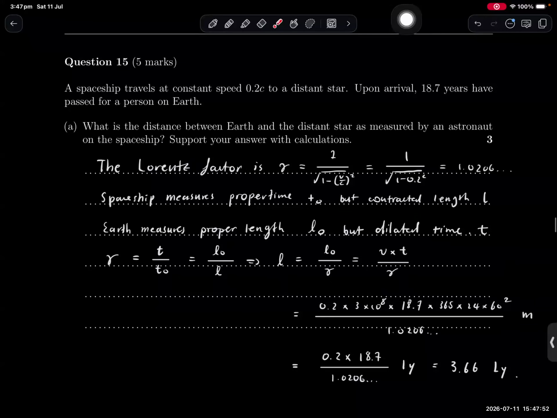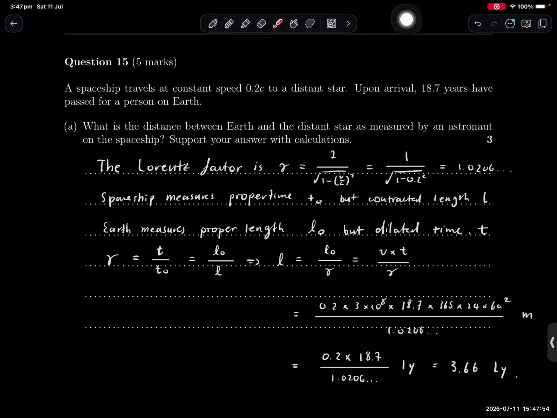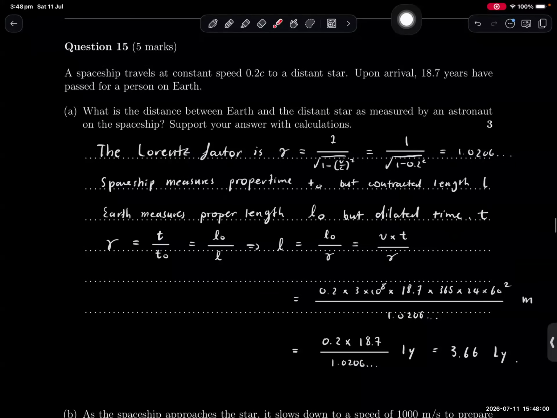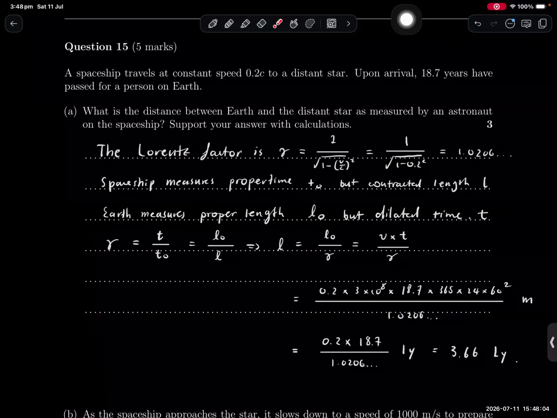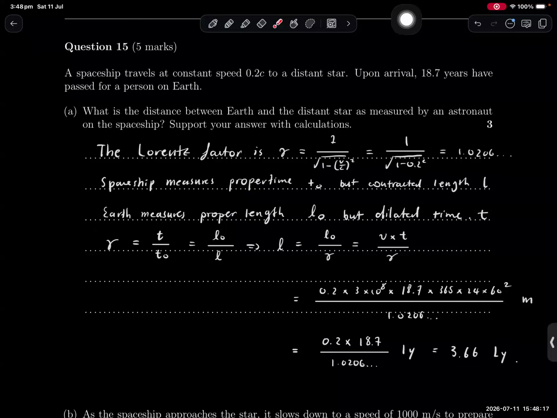But the distance between the star and Earth is then observed as proper length on Earth. So the spacecraft actually measures proper time, but a contracted length. But Earth measures a proper length with a dilated time. This also goes back to how we said that proper length and proper time are not measured by the same observer; they're measured by different observers.